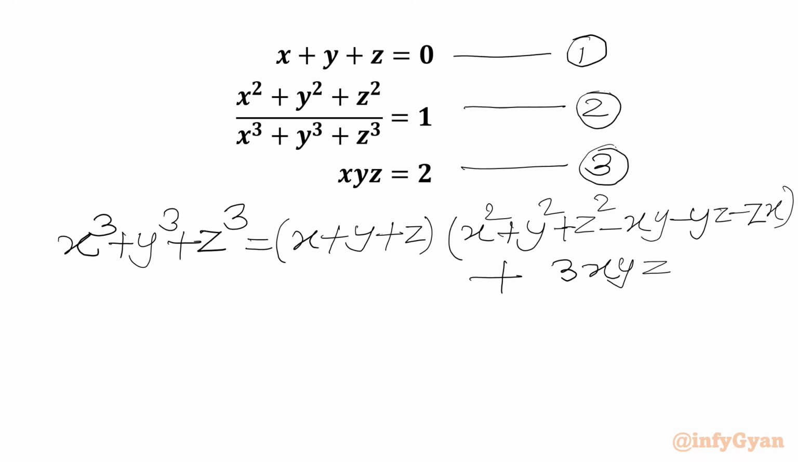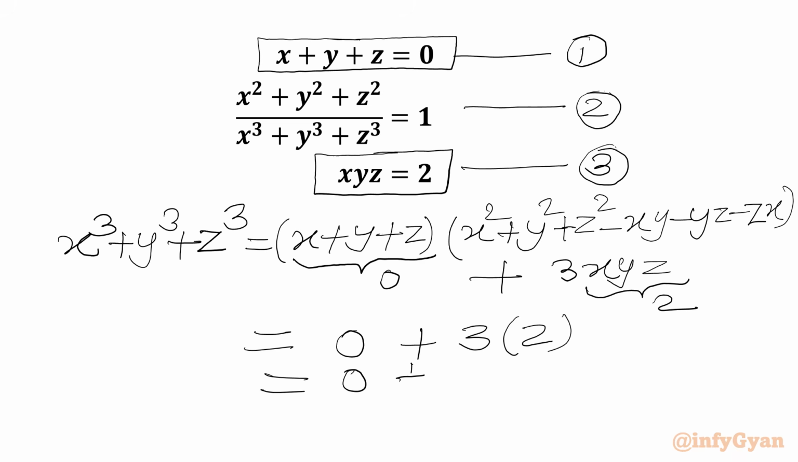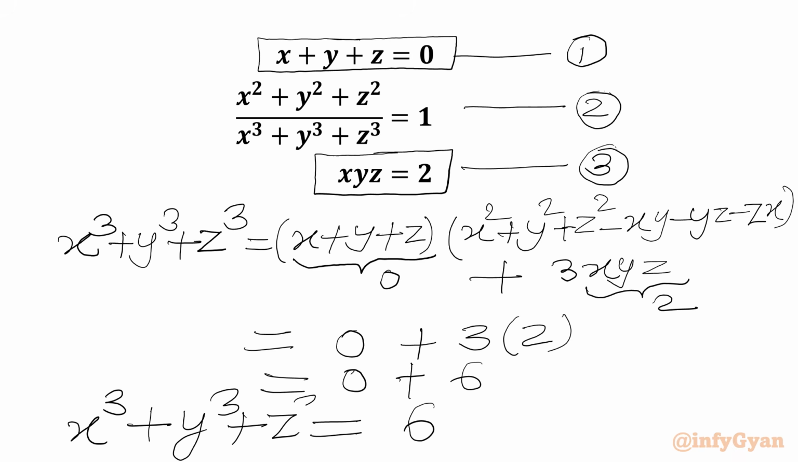Now we can apply xyz equal to 2 in this equation, and we can apply x plus y plus z equal to 0. So once we put 0 here, the first term would be 0, and here we are going to write 2. So I can write RHS would be 0 plus 3 times 2, which is equal to 0 plus 6, which is equal to 6. So I can write our equation 4: x cube plus y cube plus z cube equal to 6. Equation number 4.